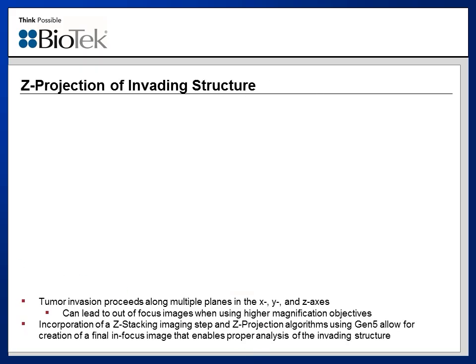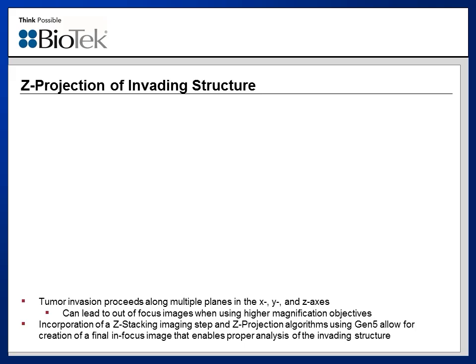While using single Z-plane images is an easy and rapid way to perform the analysis of tumor invasion, it may not always provide the most accurate results due to the fact that invasion is taking place not only in the X and Y axes, but also in the Z axis. To overcome this complication, a Z-stacking imaging step can be performed in Gen5. Here, multiple images are captured at successive Z-planes to ensure that different areas of the structure are in focus with at least one image.